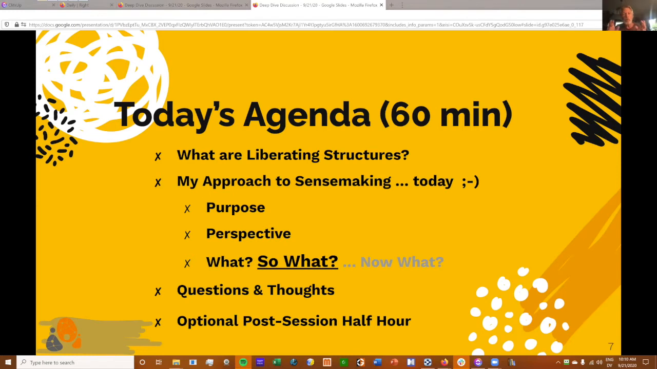So we'll look at liberating structures. We'll march through this approach where we look at purpose and then the perspectives that we bring to sense making. And then we'll use the human systems dynamics format of looking at the social system map that we're going to look at today, the community of practice map, from just an observational perspective. What? And then the sense-making part is, so what?